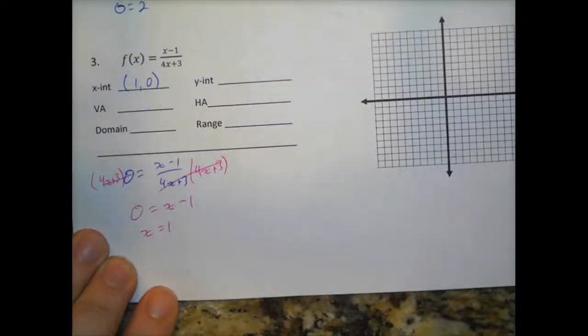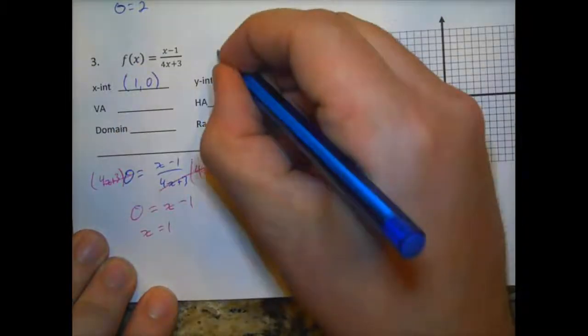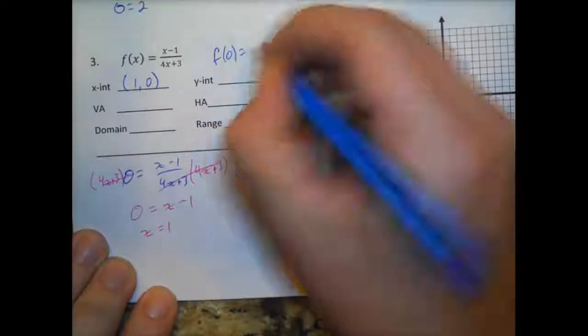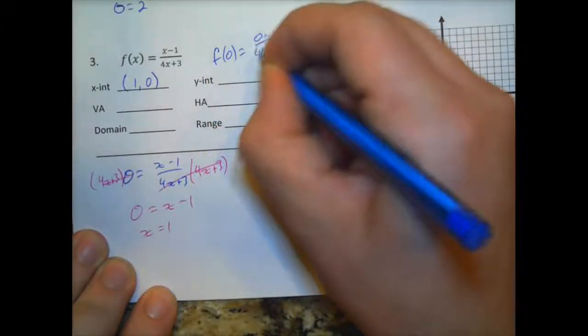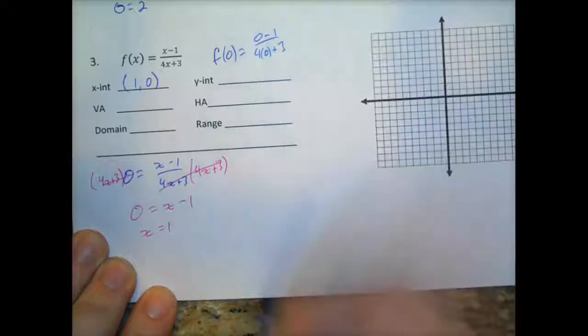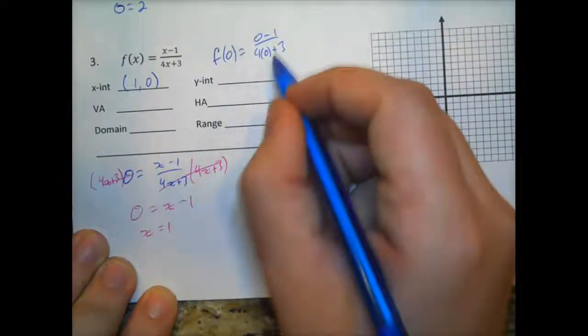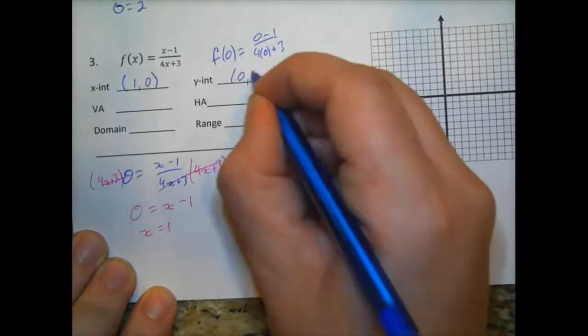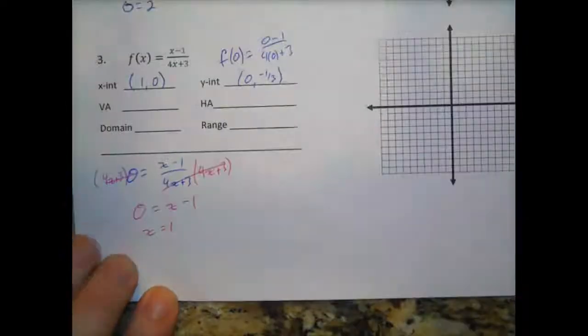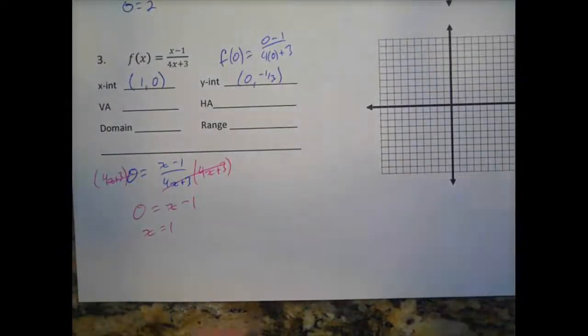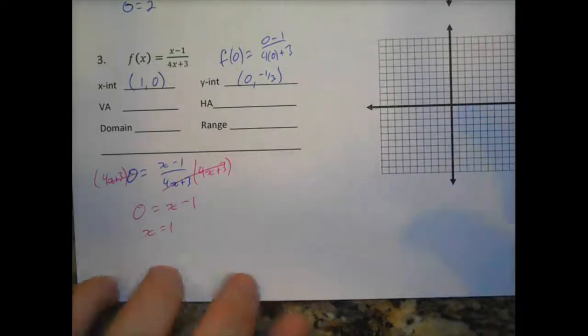All right. For our y-intercept, we need to plug in 0 for our x values. So f of 0 is (0 minus 1) over (4 times 0 plus 3). So that means my y-intercept is going to be (0, negative 1/3). Please make sure you are writing this as an ordered pair for me. It's not just some random number. It is the point (1, 0) and the point (0, negative 1/3).